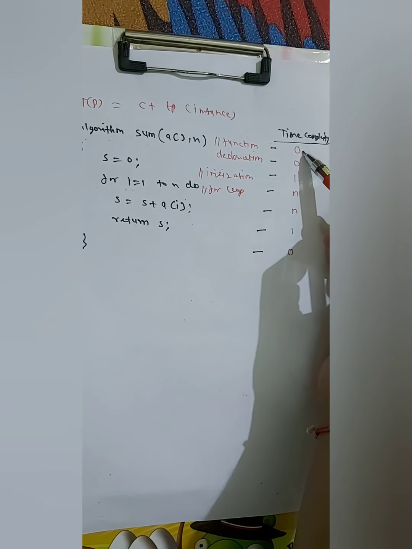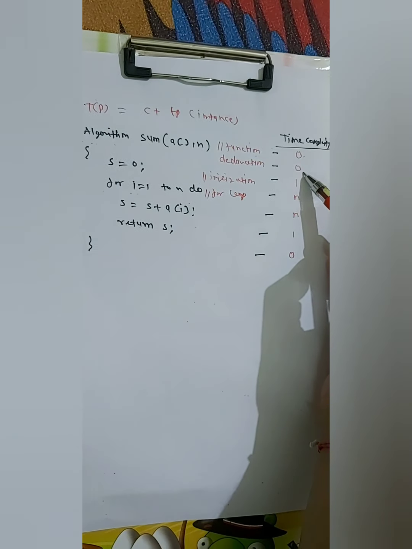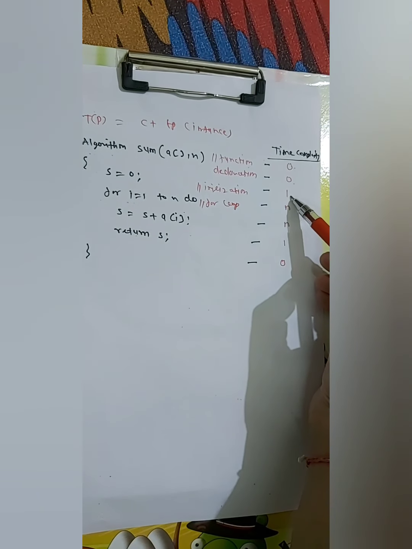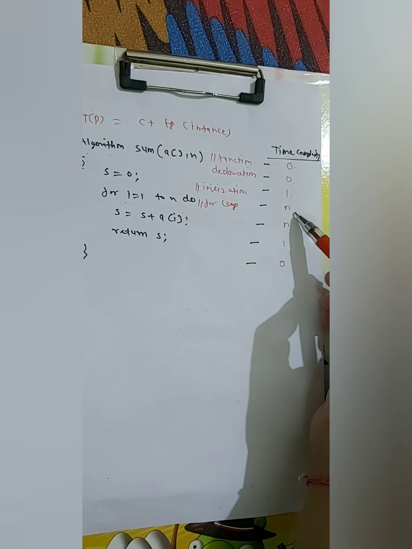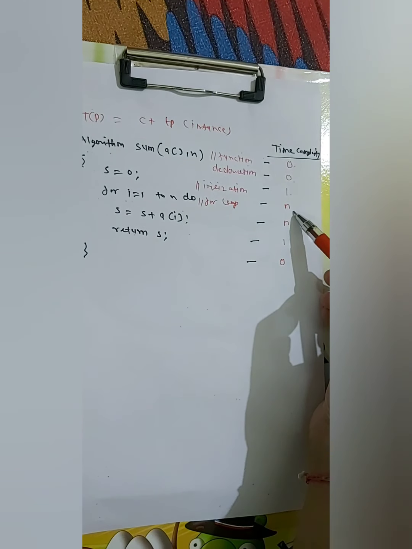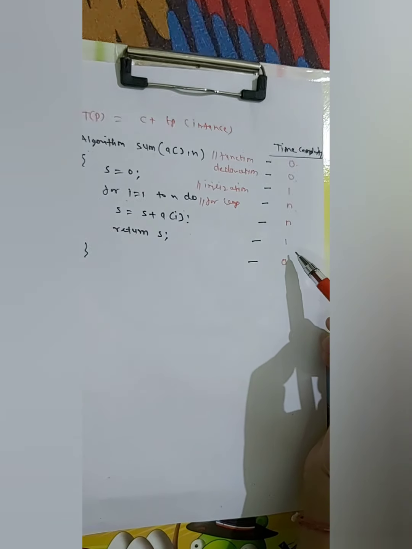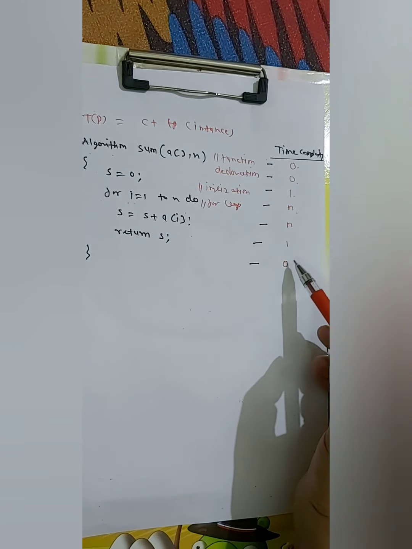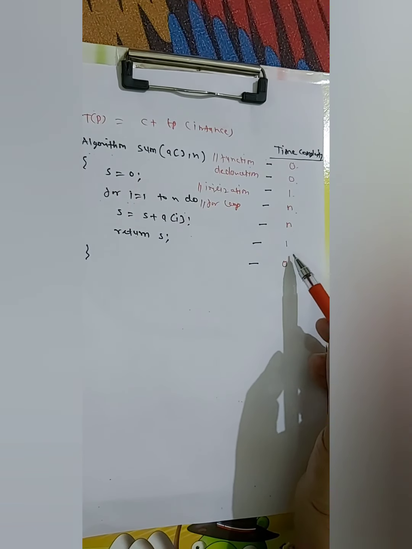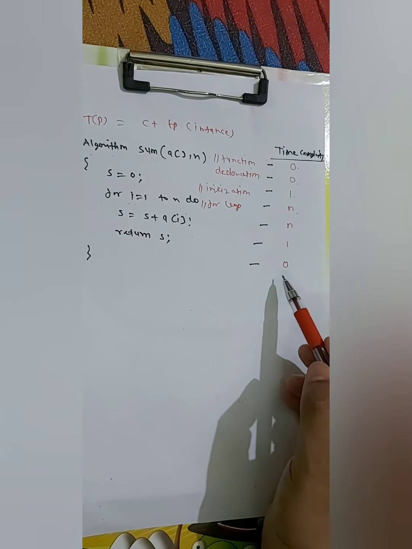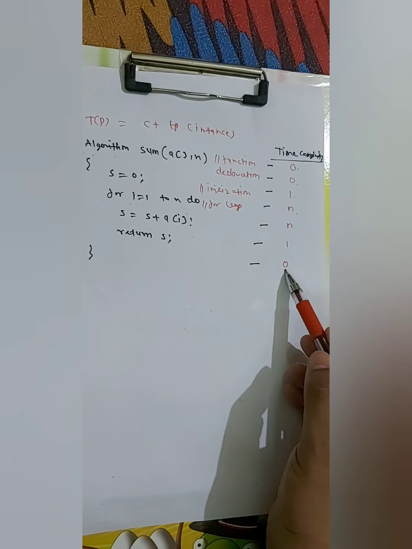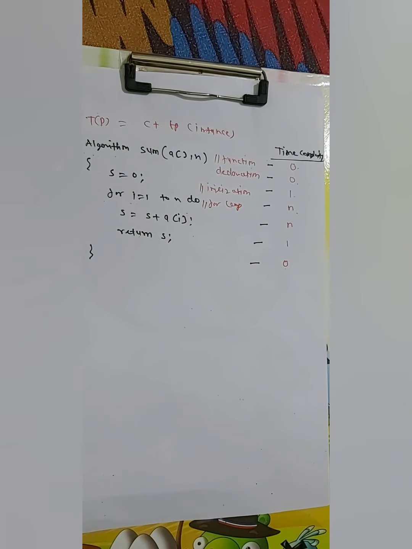The function declaration is 0, the curly bracket is 0, s variable initialization is a single time, 1, the for loop 1 to n is n time, and s equal to s plus A[I] is n time. In the whole program it will return a single time, 1, and the curly bracket is by default compile time, meaning 0. Now this is the time complexity of the program.